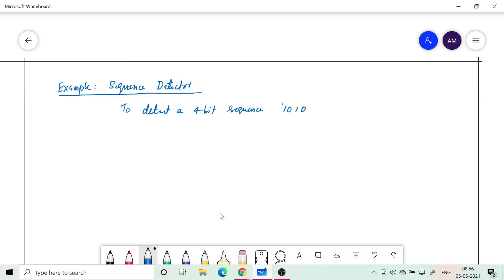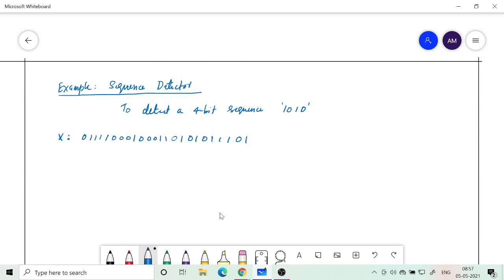This is the sequence that I am looking for. So there is an external input. I am going to call that input X, and then I am going to write the stream of bits which are coming at the input X. So let's say 0, initially it is at 0, and then 1 1 0 0 0 1 0 0 0 1 1 0 1 0 1 0 1 1 1 0.